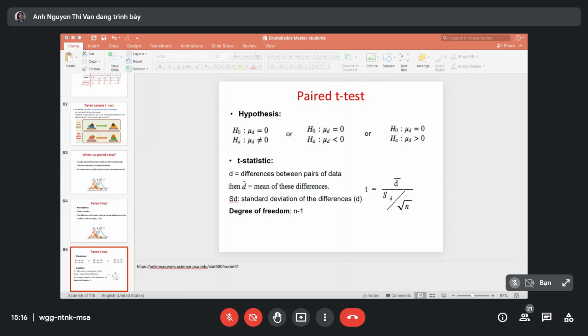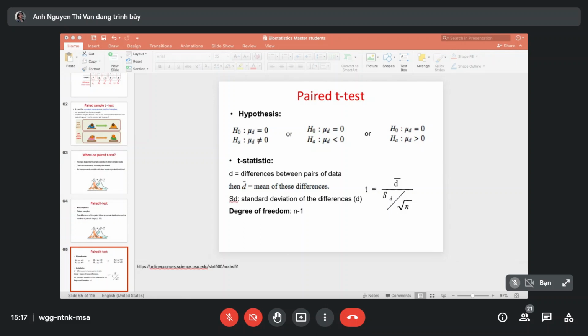The one-tail test not only tells you that the two groups are different, but it can also show you which one is bigger than the other. But the two-tail test just shows you that the two groups are different. We don't know which one is bigger than the other. So that is the difference.